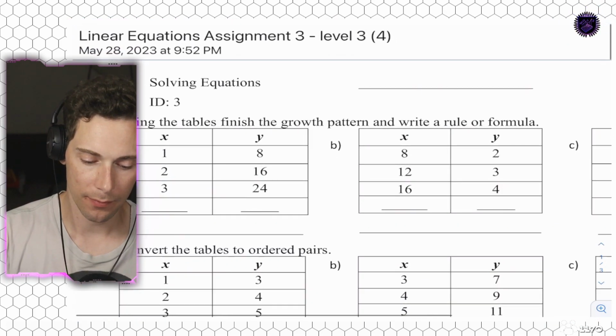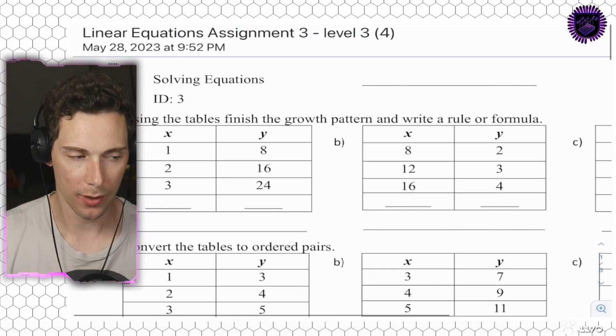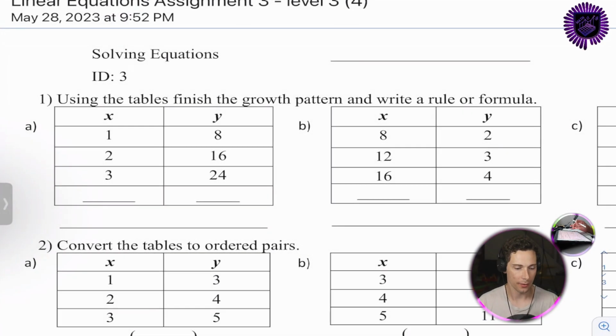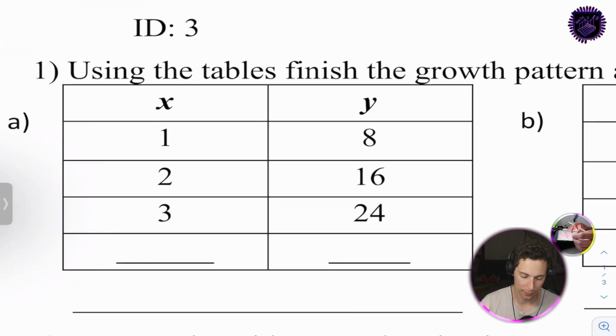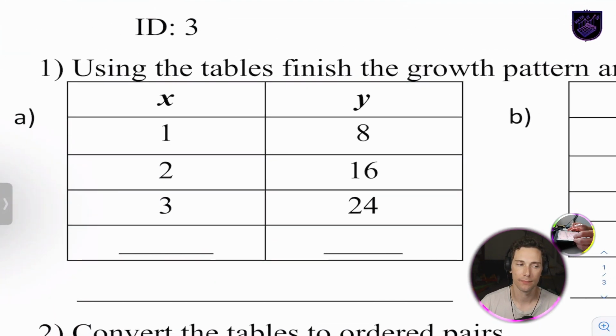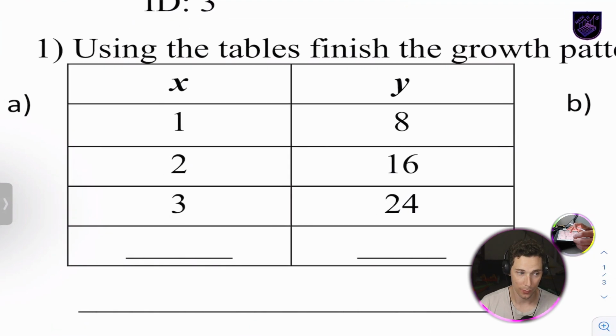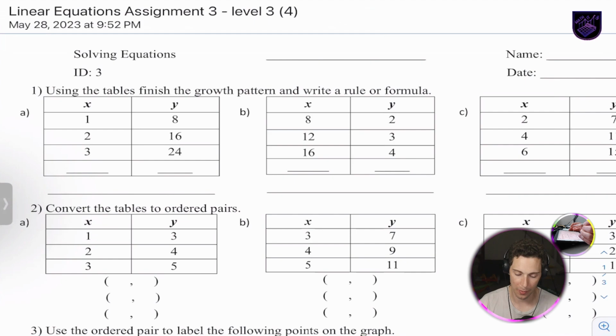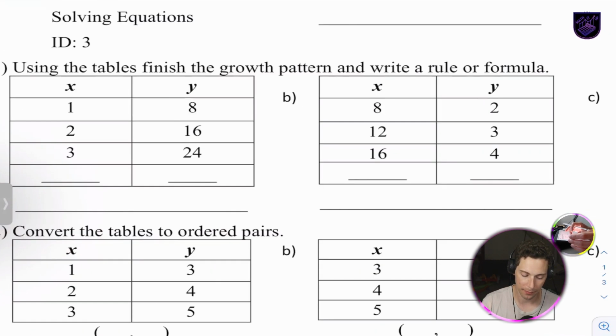Question 1a. I can't zoom in any more than that. Come on. I'm gonna get out of your way here. All right. Question 1a. It says use the tables to finish the growth pattern and write the rule or formula.